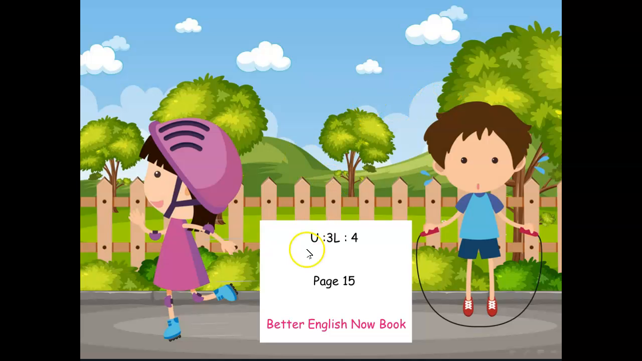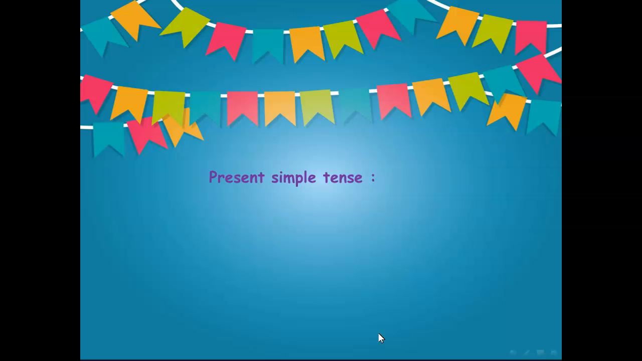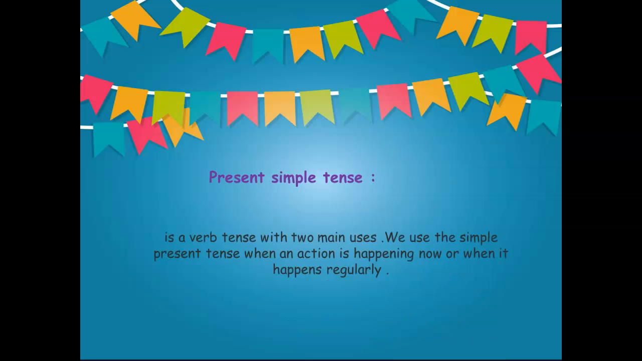As I told you, today we will take Unit 3, Lesson 4, page 15, girls, in our book, Better English. First of all, I will start explaining the present simple tense. Girls, we took the present continuous or present progressive before. We took the past simple tense. Today, I will explain the present simple tense. What do I mean by the present simple tense?